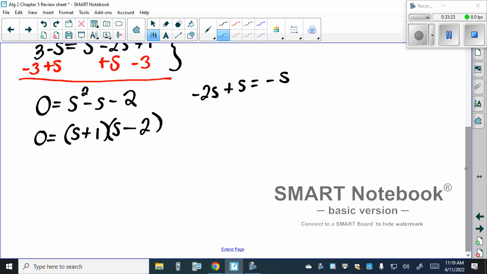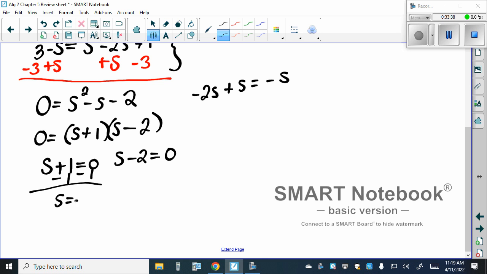Okay. And the last thing we need to do is set these equal to 0 and solve. So we're saying that s plus 1 is equal to 0, or that s minus 2 is equal to 0. With s plus 1, we would subtract 1, saying s is equal to negative 1. Over here, we would add 2, saying s is equal to 2.